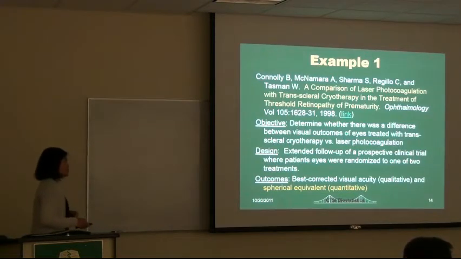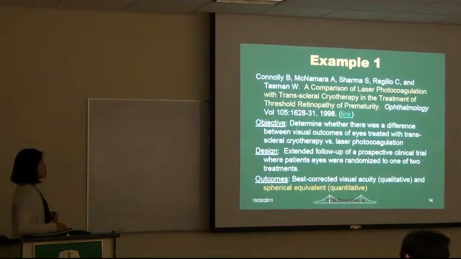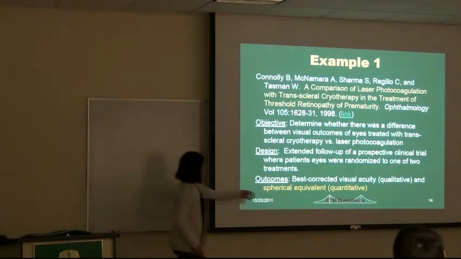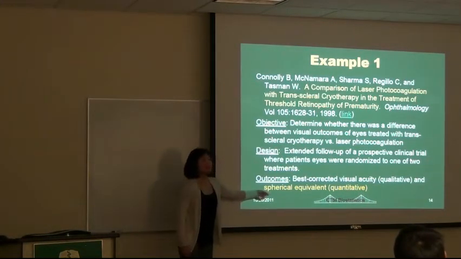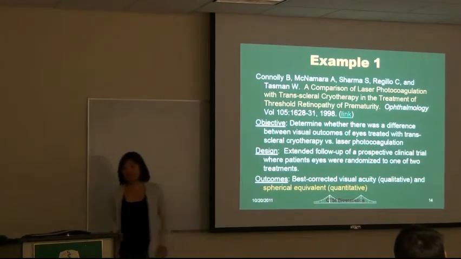And the outcomes of interest are the best corrected visual acuity, which is a qualitative measure. And the second outcome is the spherical equivalent, which is quantitative. So for this example, I'm going to use the second measure, the spherical equivalent, as the outcome. I'm going to illustrate the test here.